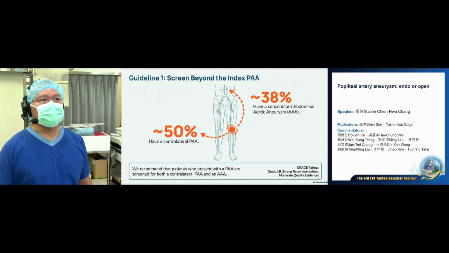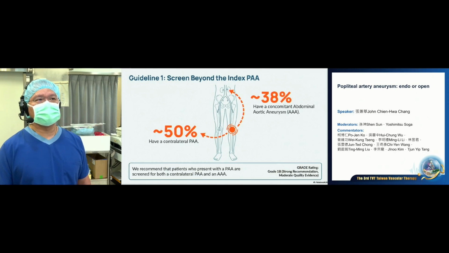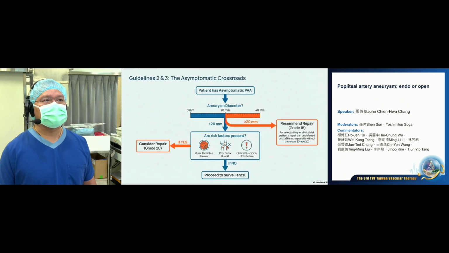If we see a patient with popliteal artery aneurysm, we should survey the contralateral popliteal artery and abdominal aorta, because there is a very high possibility of having a contralateral popliteal artery aneurysm and abdominal aortic aneurysm.